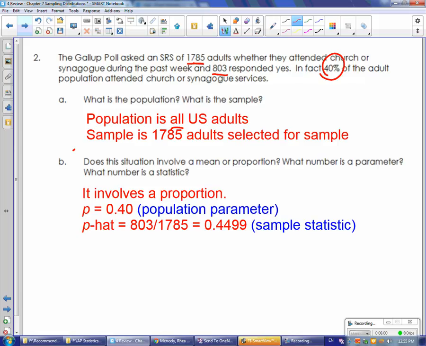In Part B, again, we've already indicated that this situation involves a proportion. And so which number represents the parameter, which number represents the statistic? Well, this last sentence, in fact, 40% of the adult population, tells you right there that it's describing the population. That's going to be my population parameter, P. P hat refers to the sample statistic, and that I have to calculate from my sample of 803 responding yes out of 1,785. And that again is my sample statistic.